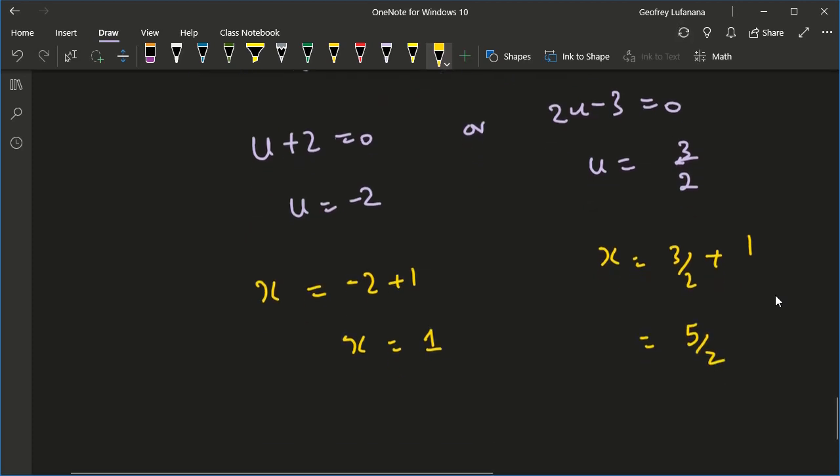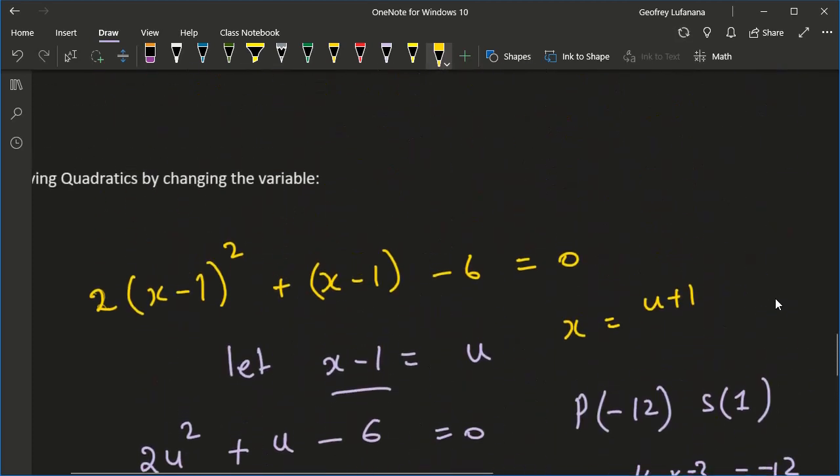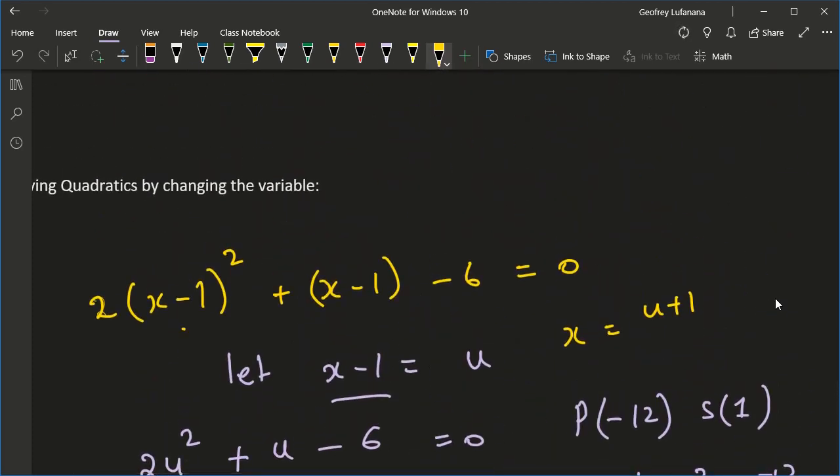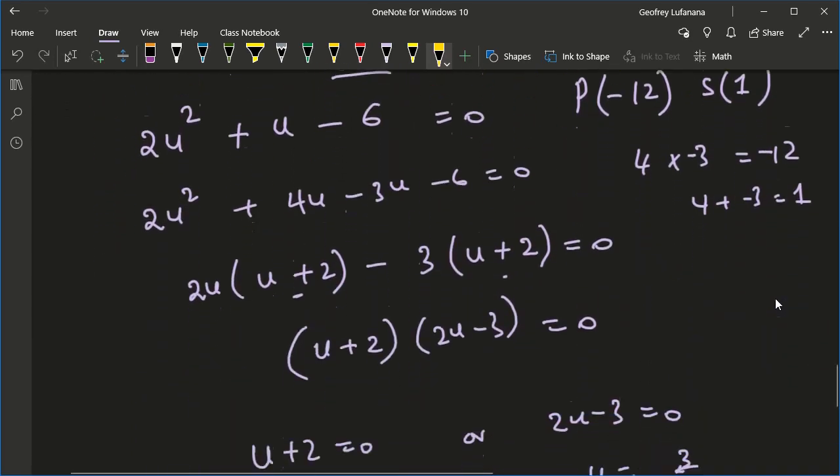So in this question, it had a squared term, so I decided to change the variable. It is helpful, but if you find it hard, you can go ahead and expand these two and then collect like terms and get a quadratic. You will get the same answer.